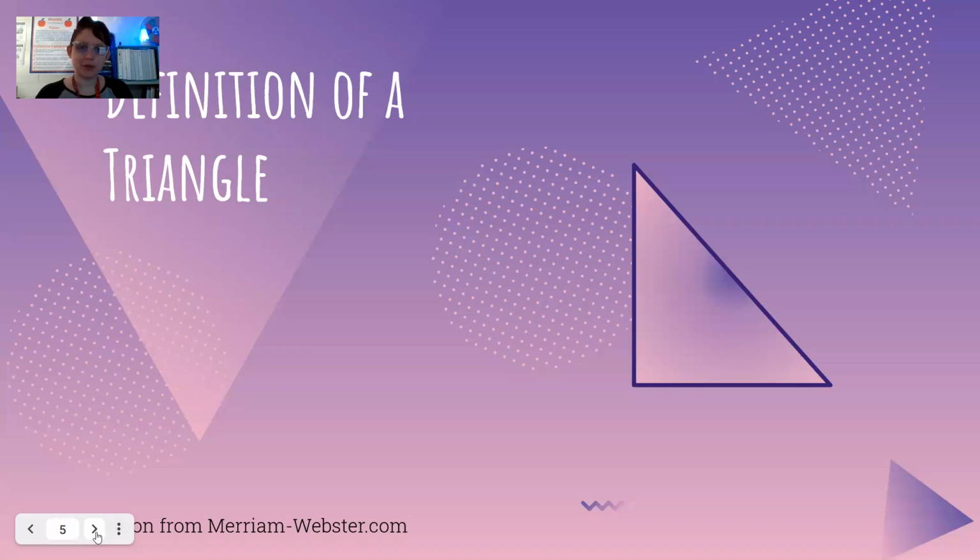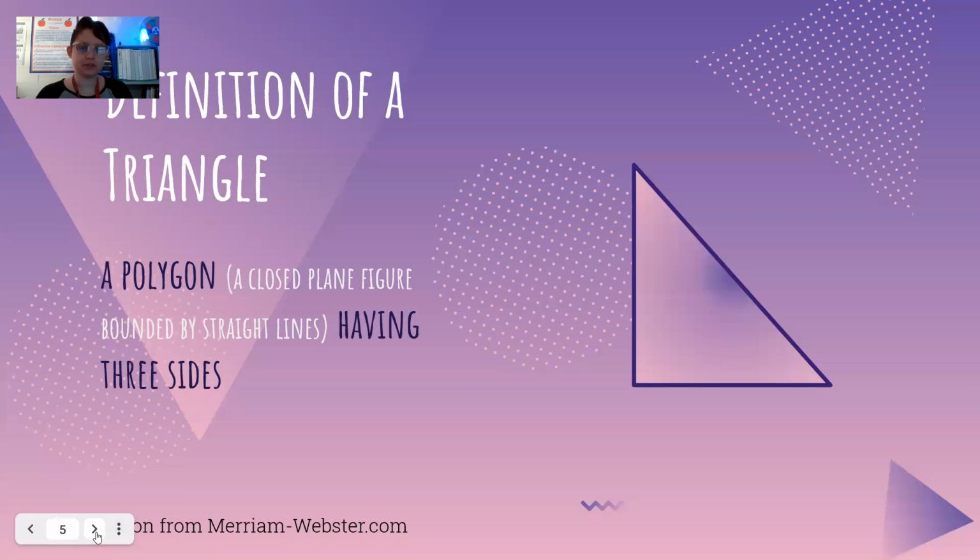So what is a triangle? Merriam-Webster defines it as a polygon, which is a closed plane or flat figure bounded by straight lines, having three sides. So it's a three-sided figure.